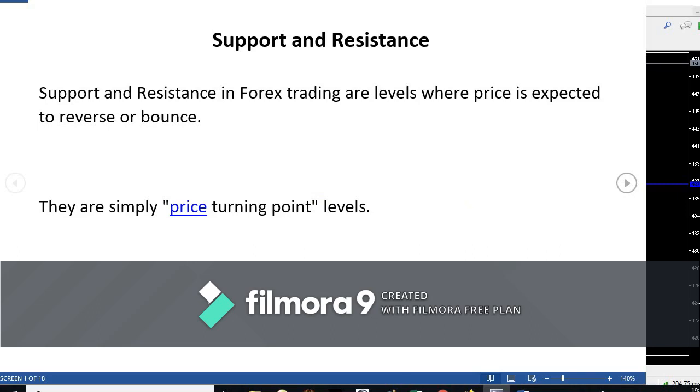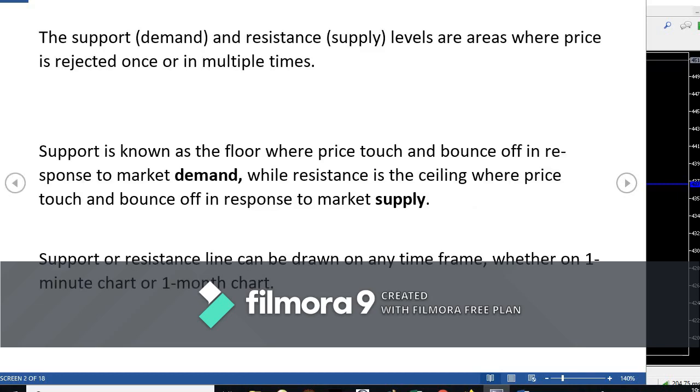The support, also known as demand, and resistance, also known as supply levels, are areas where price is rejected once or multiple times. Price will get to this level and kind of turn back due to some force that is being applied. The force can be a buying force or selling force.